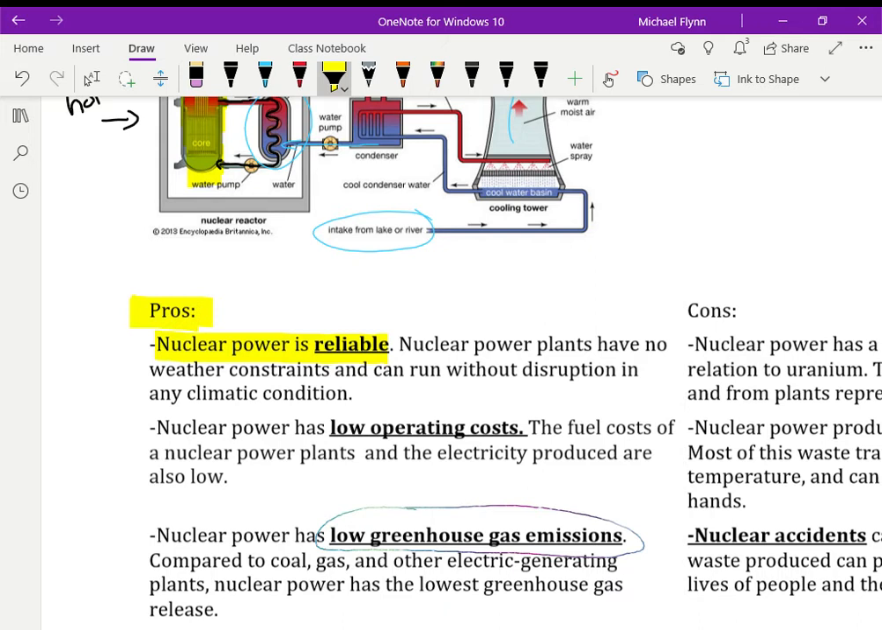Whereas nuclear power, you can just turn it on and off. You can ramp it up if you need more power, and you can do that anytime you want. It doesn't matter where in the world you build your power plant. How much sun you get or anything is not weather dependent. So what it means is nuclear power has no weather constraints and can run without disruption in any climate. So it's reliable. So that's an advantage.